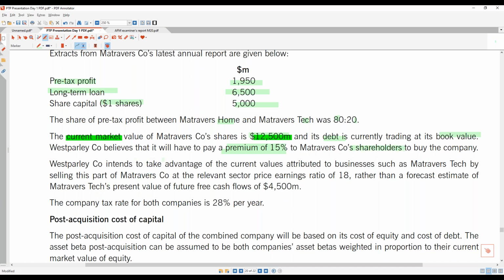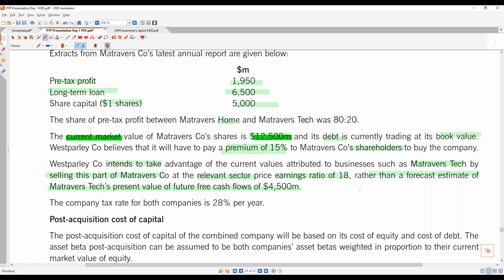West Parley intends to take advantage of the current values attributable to a business, such as Matt Travers's stake, by selling this part at the relevant sector price earning ratio of 18, rather than the forecast estimate of the present value of future cash flow, 4500.